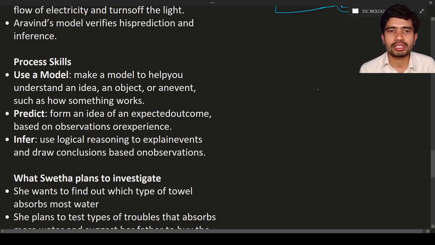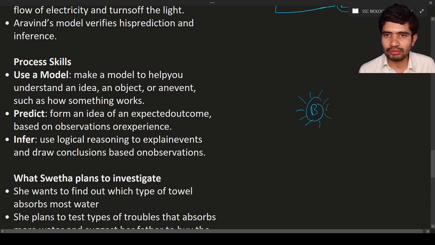That is about his model and his experiment to prove whether his prediction is correct or not. Next, the prediction: form an idea about the expected experimental outcomes. So what is he expecting? He is expecting the glowing of the bulb after the switch is on. That is his expectation.